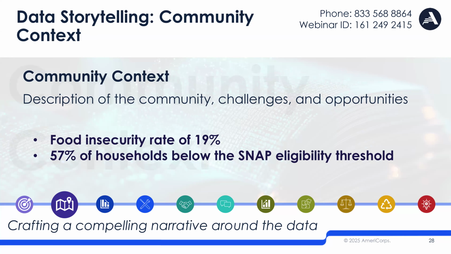When we say 19% face food insecurity, we're talking about the family down the street who skips meals to pay for medicine. When we say 57% are below the SNAP threshold, we're talking about working parents who have to choose between paying utilities and buying groceries. These numbers helped us understand not just the scale of the food security issues in our community, but also how many people might still need our support.